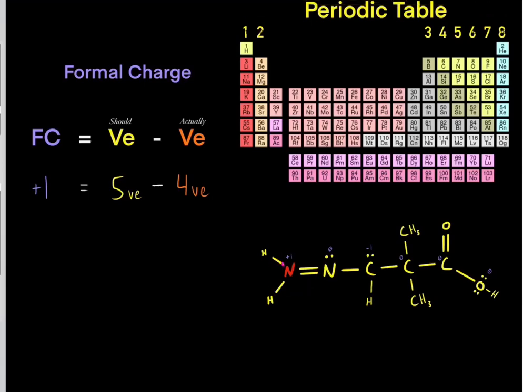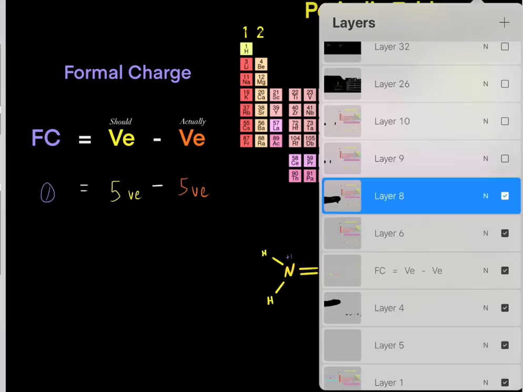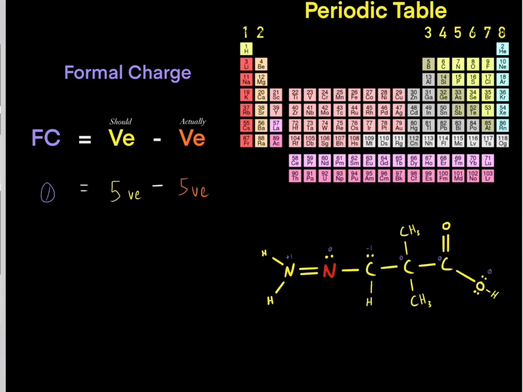However, if we count the number of valence electrons nitrogen actually has, it's 1, 2, 3, 4. The rule of thumb is if there's a bond, then the electrons are split between the two atoms. So again, this nitrogen has 1, 2, 3, 4 valence electrons. Plugging these values into this formula, we get a formal charge of +1. So this nitrogen has a formal charge of +1.